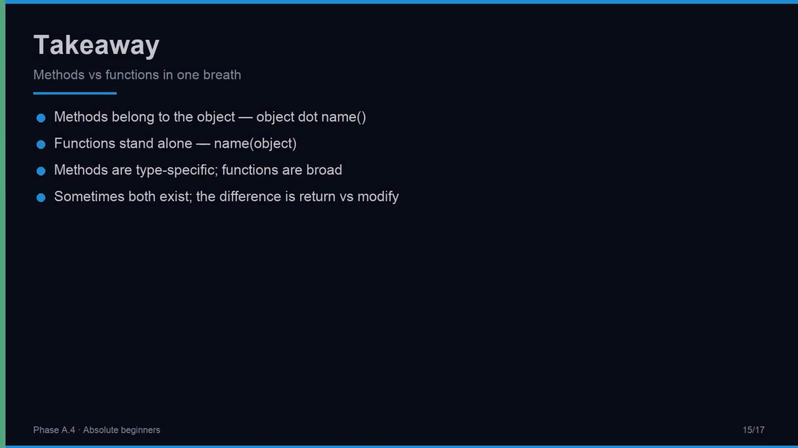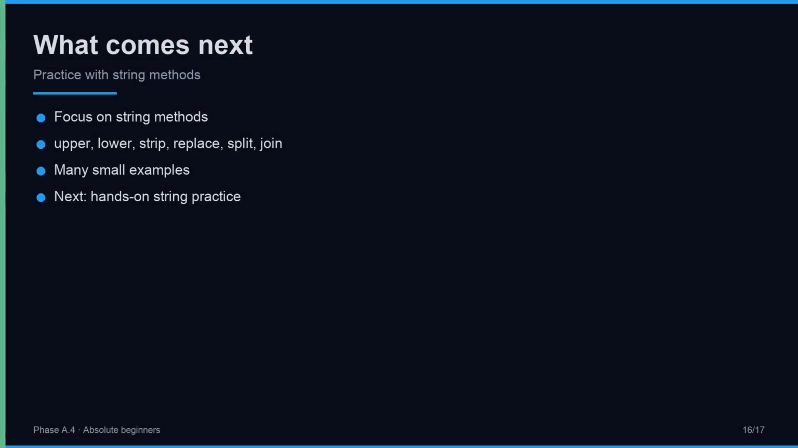Read the shape. Methods belong to the object, you write object.name, parentheses. Functions stand alone, you write name, object inside parentheses. Methods are type specific, like upper on strings. Functions are broad, like len on anything with a length. Sometimes both exist, like sorted and sort, the difference is whether the original object changes. That is the whole comparison. Both forms, side by side.